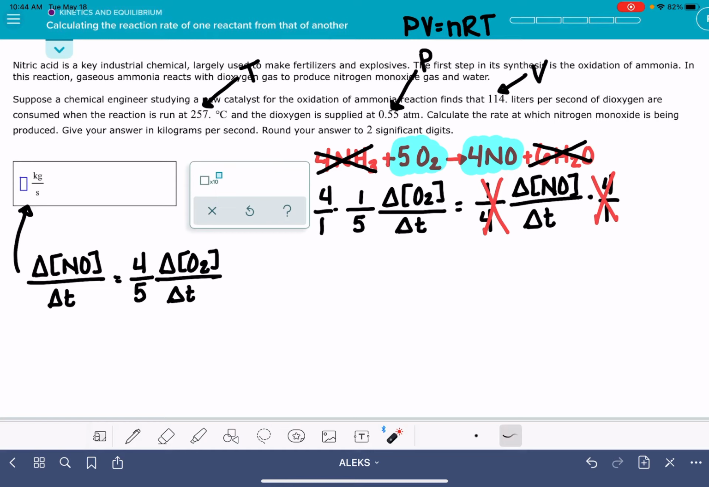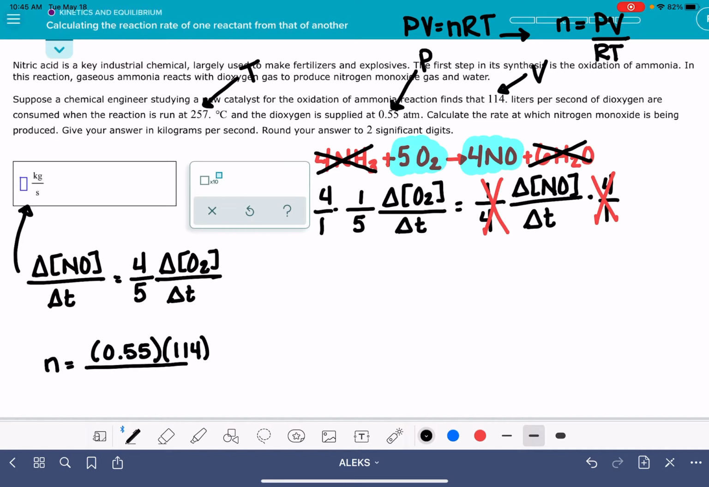So we actually have to calculate, using the ideal gas law, the number of moles of dioxygen that are being reacted here. So if we're going to use the ideal gas law, we're going to solve for n. n equals PV over RT. And I'm just going to do that down here. The pressure is 0.55. I'm going to leave those units off to save space, 0.55 atmosphere. The volume is 114 liters per second.